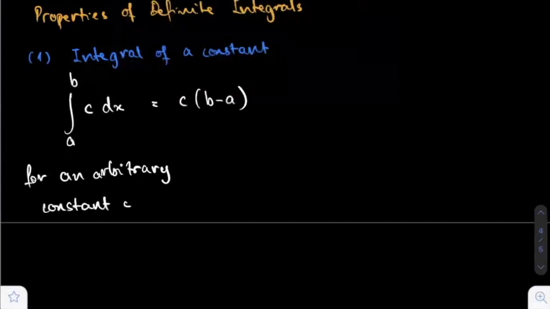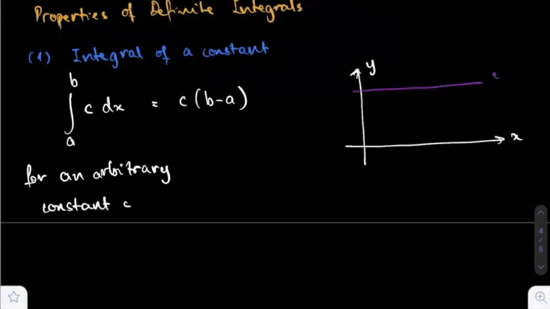We can actually visualize this. The function is the horizontal line y equal to c. And remember, the definite integral is used to calculate the area under the curve. In this case, the curve y equal to c is bounded between a and b. So for the definite integral from a to b of c, say that I want to actually evaluate this region.